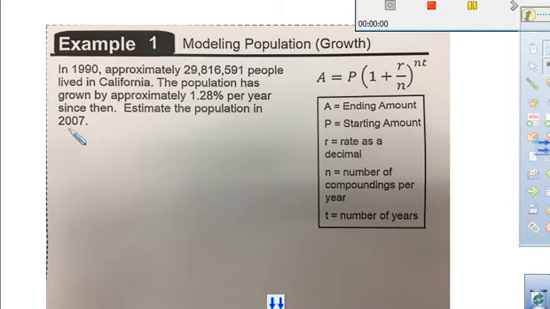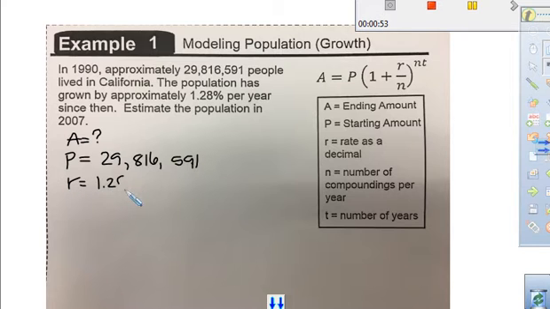So what I like to do is label my variables first so I can figure out what we are looking for. We do not know our ending amount. That's what they want us to estimate. Our principal, or our starting amount, is the 29 million odd people. Now my rate is the 1.28%. I'm going to go ahead and change that into my decimal.